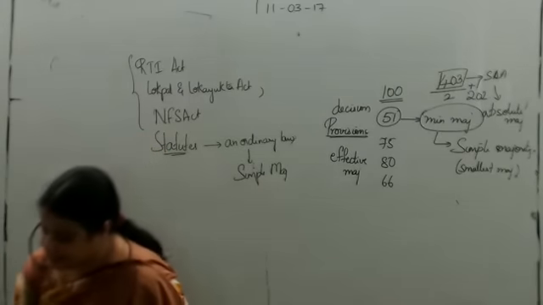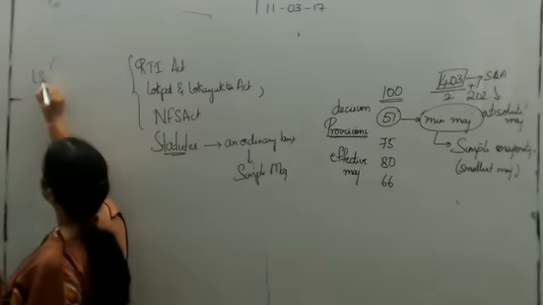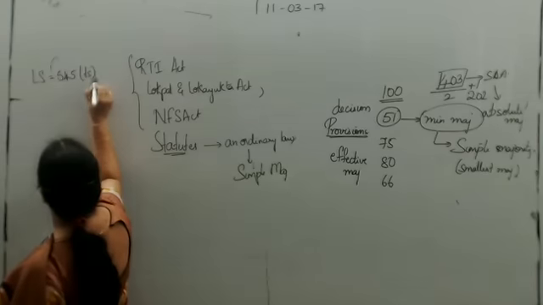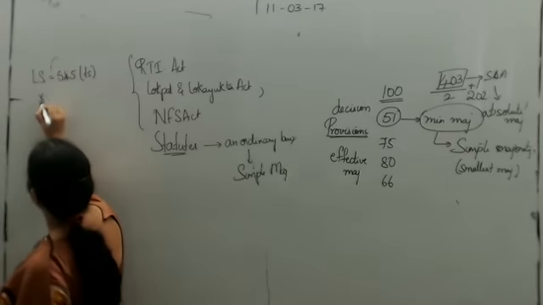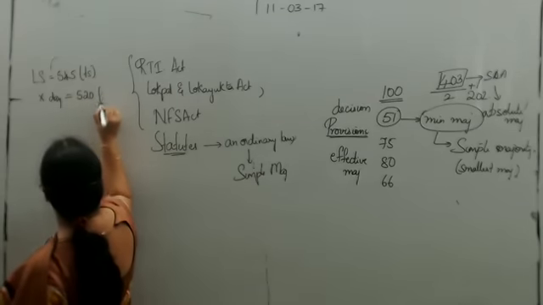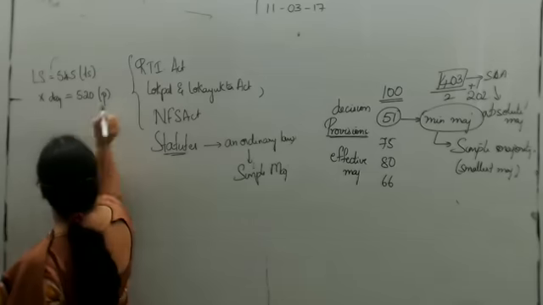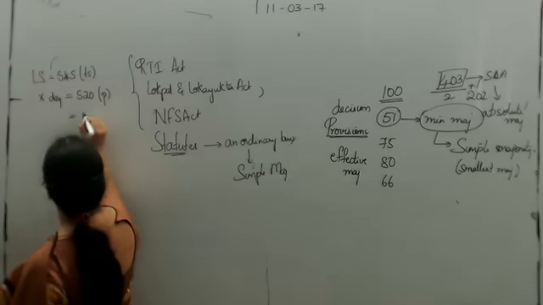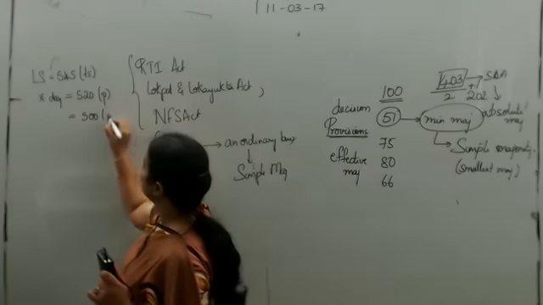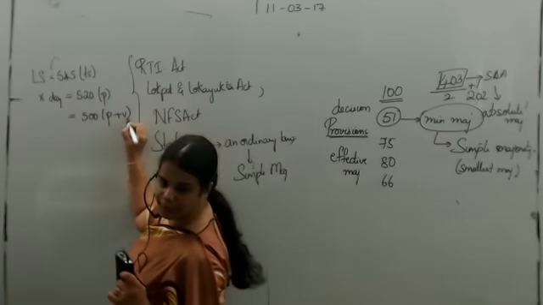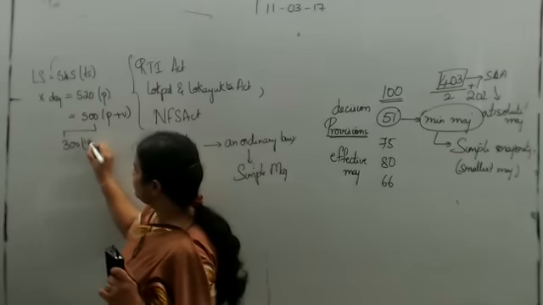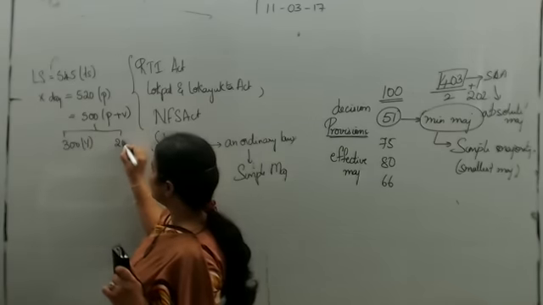Now, for you to understand simple majority, let's take Lok Sabha, which has 545 total strength, out of which on a given day, 520 people are present, and only 500 people participate in voting. This 500, I call them present and voting. In this 500, 300 people have said yes to the proposal, 200 people have said no.